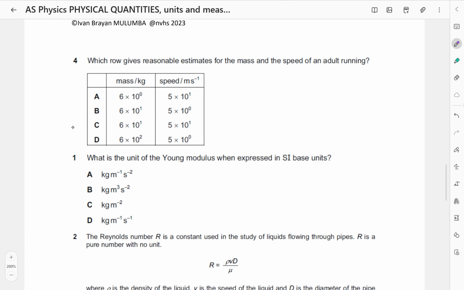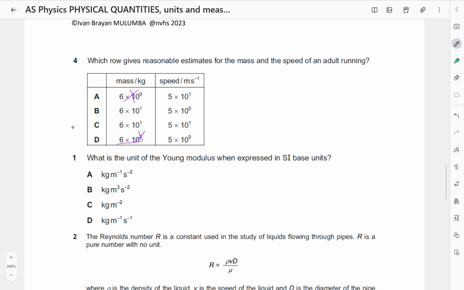Which law gives reasonable estimates for the mass and the speed of an adult running? Of course, the mass of an adult, this is 600 kilograms, that is too much. So we cross out this one. This is 6 times 10 to the power 0, which is 6. So we have B and C, that is 60 kilograms.